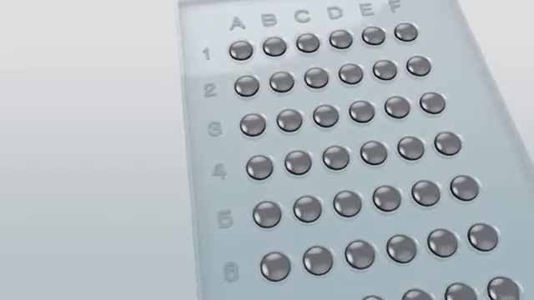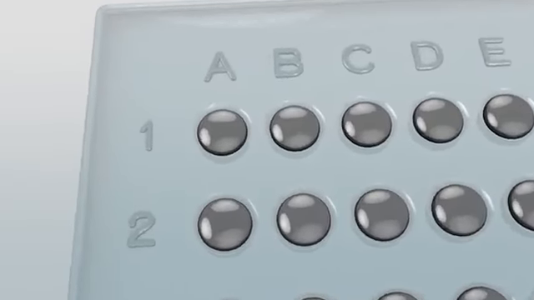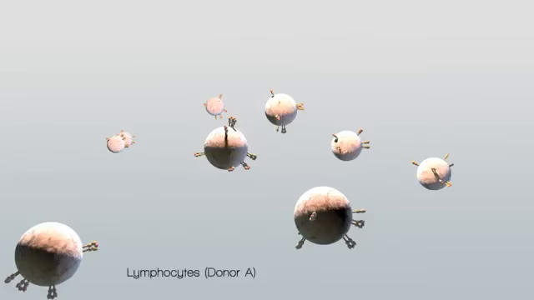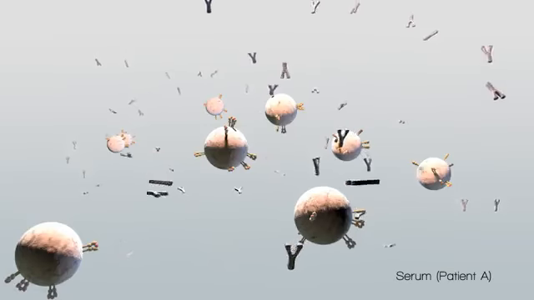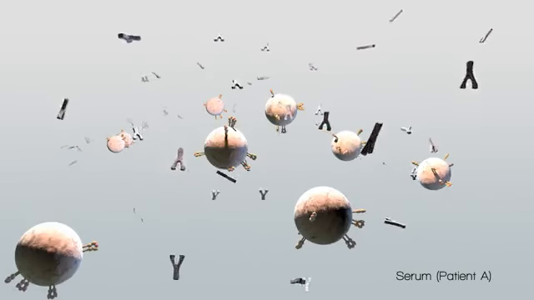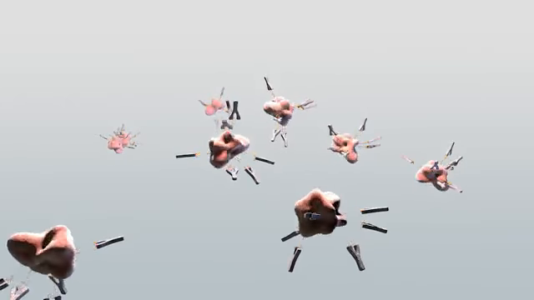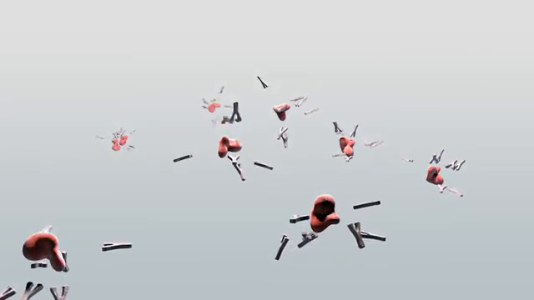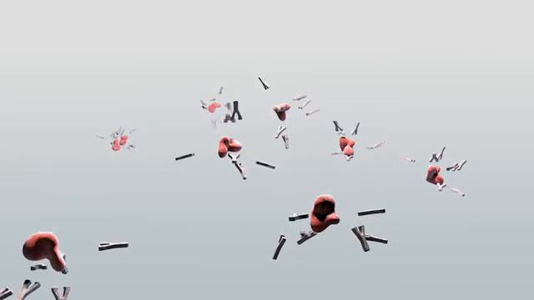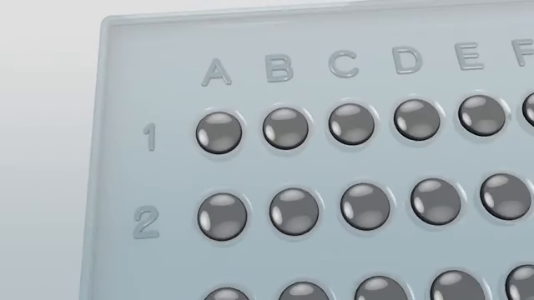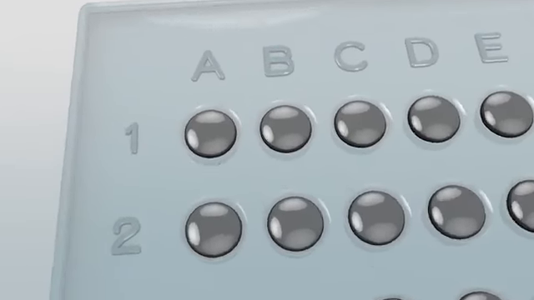Lymphocytes of the potential donor are incubated together with the serum of the patient in the same tray as is used for HLA typing. If the serum of the patient reacts with the HLA antigens on the lymphocytes, they will bind, and addition of complement will lead to lysis of the cells, which makes them permeable for the red dye. Such a positive crossmatch is considered a contraindication for transplantation.